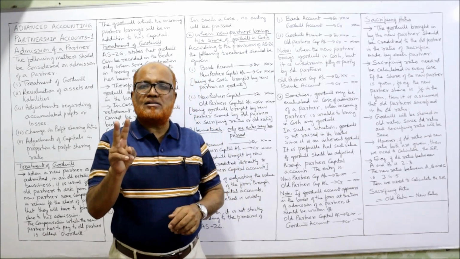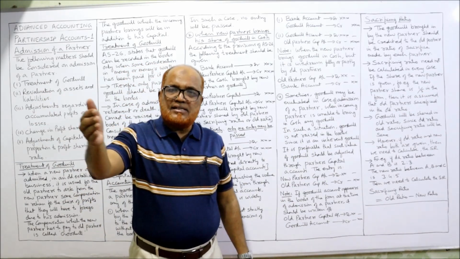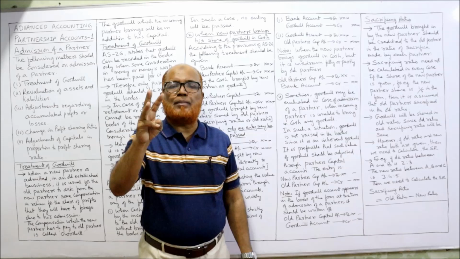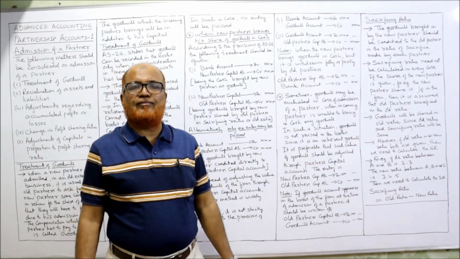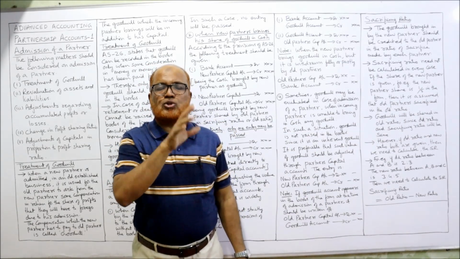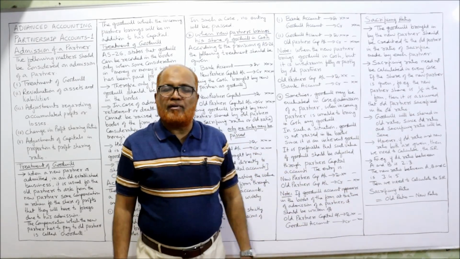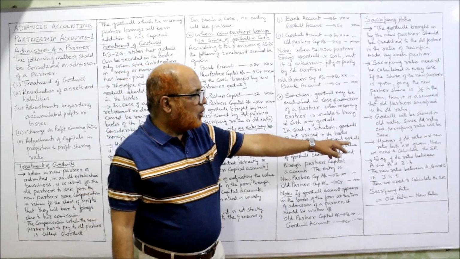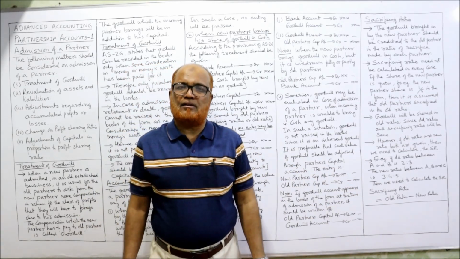Two partners A and B, the old ratio is 2:3. A new partner C is brought in, and that means C has been admitted. In that case, three partners A, B, C. And the new ratio between A, B, C is 3:4:5. In that case, we are given the old ratio and we are given the new ratio, so we calculate sacrificing ratio. How to calculate sacrificing ratio? Old ratio minus new ratio. Calculate the old ratio minus new ratio, you will get the sacrificing ratio.